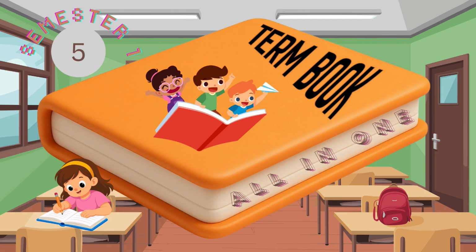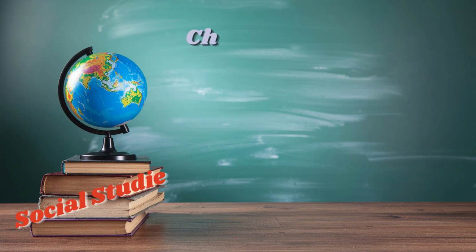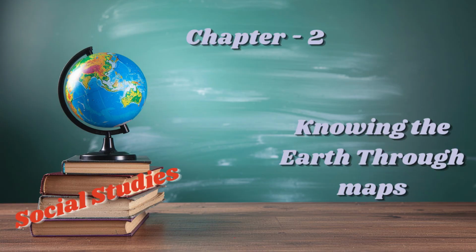Flamingo, all-in-one, term book, with Hindi. Class 5th. Semester 1. Social Studies. Chapter 2. Knowing the Earth through Maps.